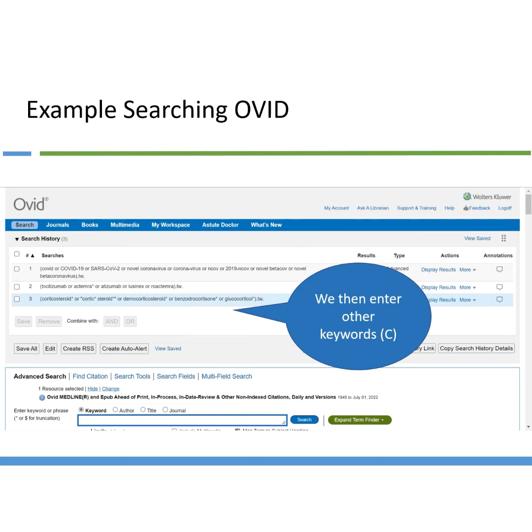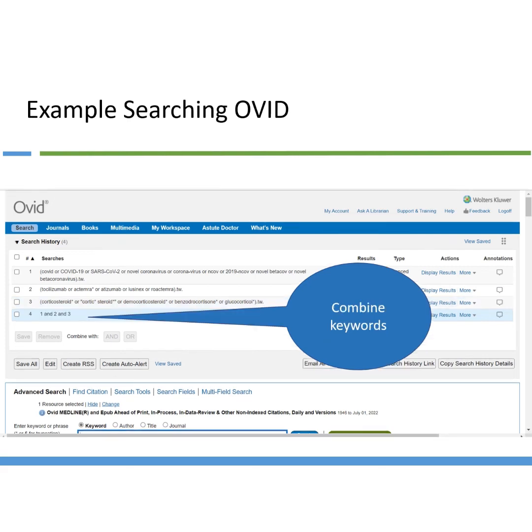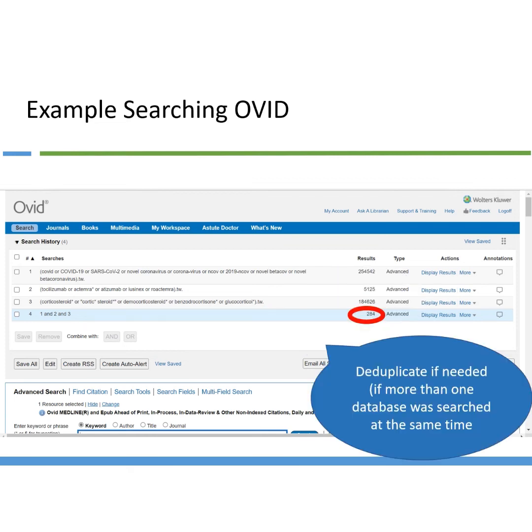Now I combine them together, 1, 2, and 3. So the population, intervention, and comparison together. And I got about 200-something studies. At this stage, I can remove duplicates. I don't have the option to remove duplicates here. Why? Because I only searched one database, Medline. If I search multiple databases at the same time, for example, Medline and Embase or Medline and Cochrane, I can remove duplicates.